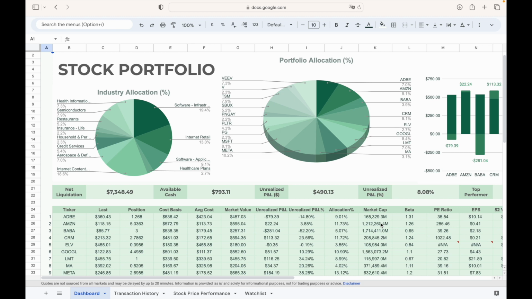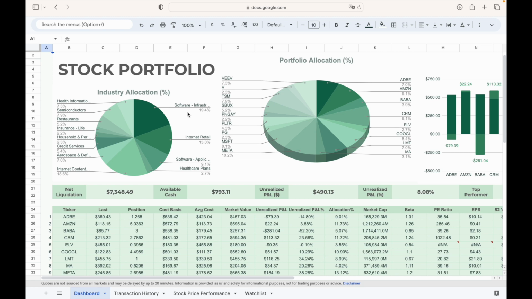Currently, Meta holds the largest percentage, followed by Amazon, Salesforce, Google, and Microsoft. When it comes to industry allocation, my portfolio predominantly consists of software infrastructure stock like Microsoft and Salesforce, with internet content and information represented by Meta and Google.